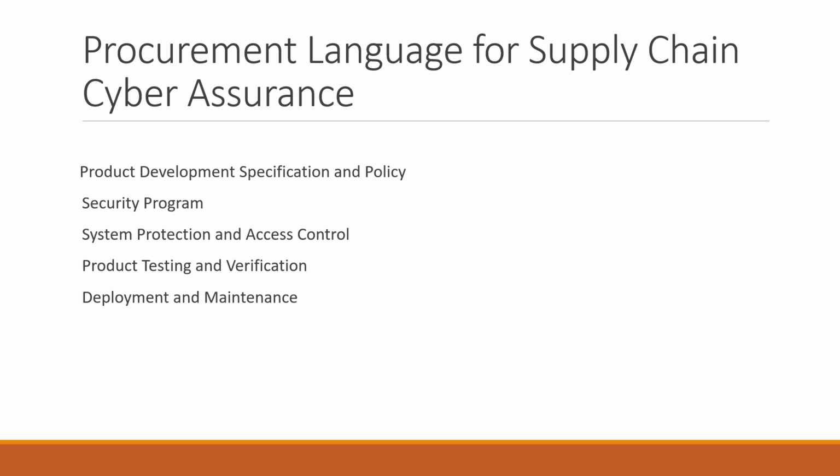Procurement language for supply chain cyber assurance. Any procurement contract should include language indicating that the supplier shall represent and warrant that it has established and implemented security standards and processes that must be adhered to during all equipment and product development activities.